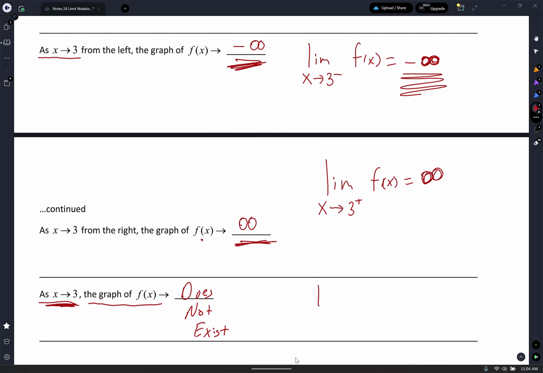So here we go. The limit as x approaches 3 of f of x does not exist. Some mathematicians will tell you that you should not be using an equal sign. I guess for now I'm okay with that. But when you get to your professors, don't write equals, just say the limit does not exist.